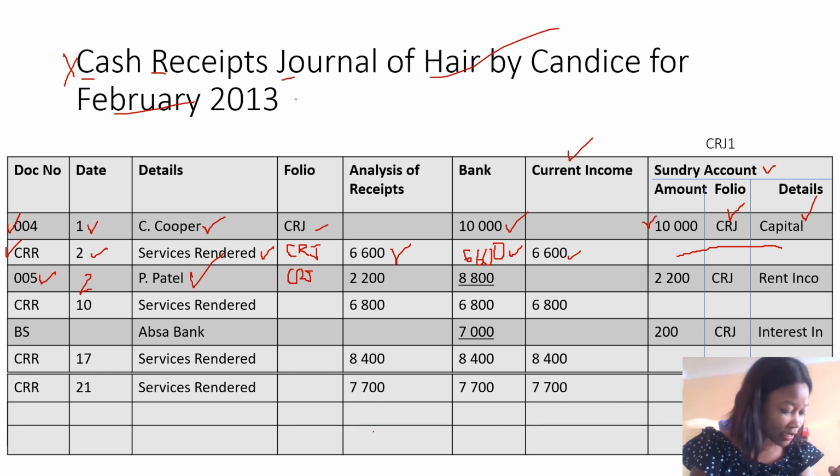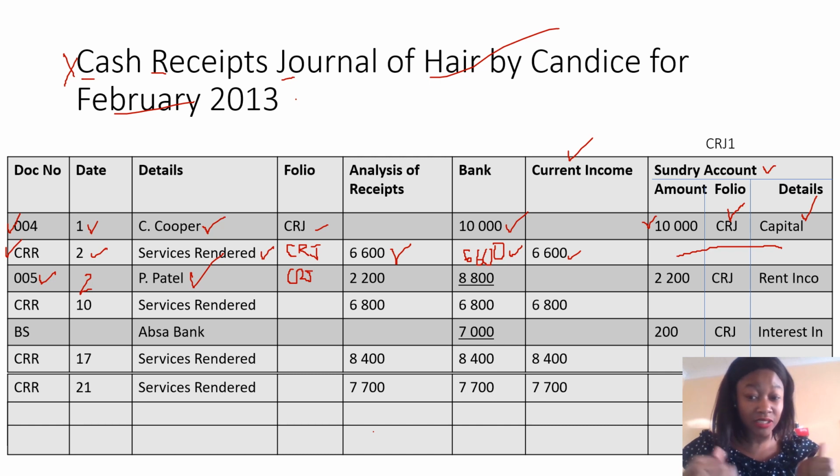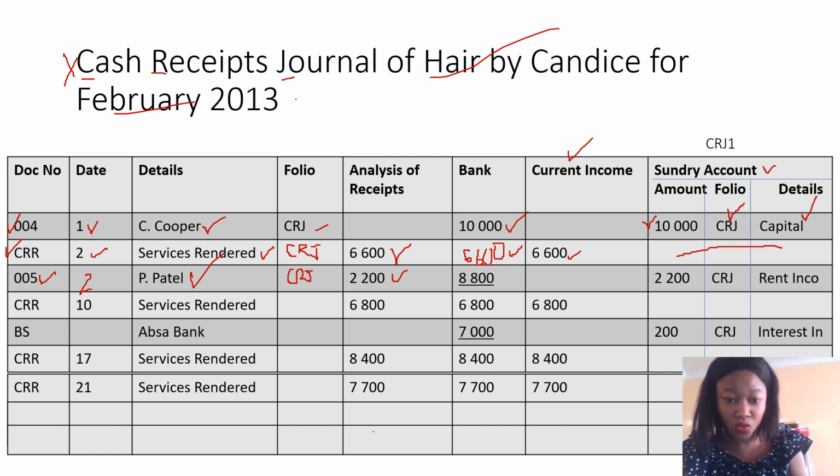How much did we receive from P. Patel? He didn't deposit it directly into the bank account. It means that he came to the store, he gave us that money cash. And where do we keep money safe throughout the day? In the cash register roll. So analysis of receipts, it's 2,200.